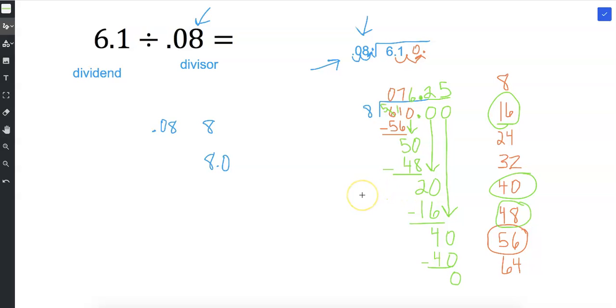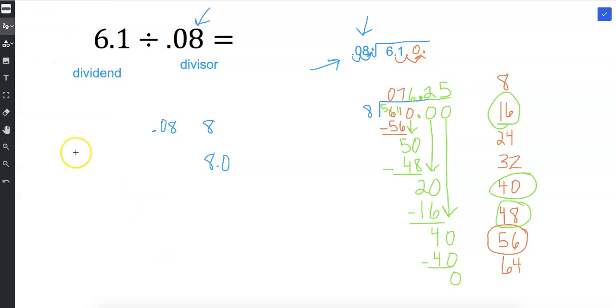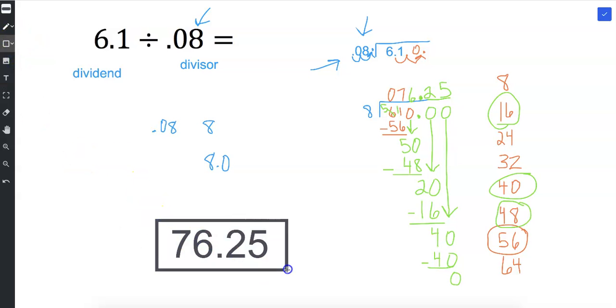Our answer is 76.25. So I'm going to go ahead and change the size of this so my answer looks nice and clear, and I'm going to choose the typing tool, and my final answer is 76.25. And then I will draw a rectangle around it to show that that is my final answer.